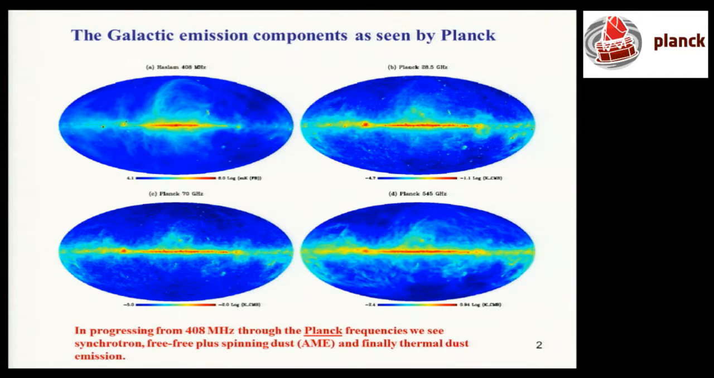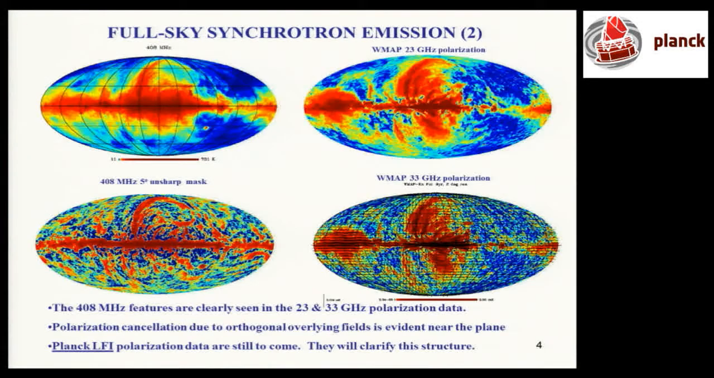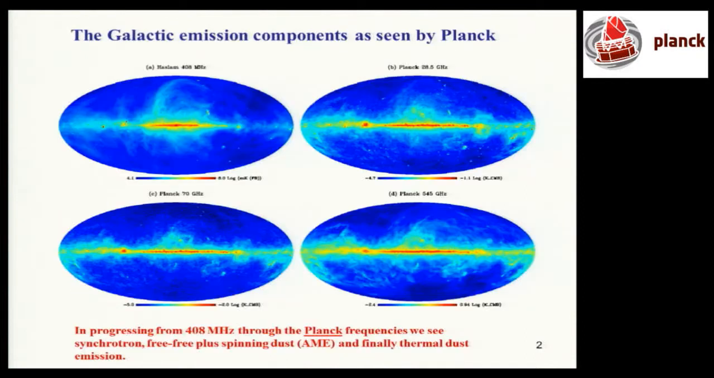Up here at 28, you've also got a mix of free-free and anomalous emission, about half and half, in fact. And you get into the 70. Into 70, you've got basically free-free as the major emitter, and dust here on the right-hand side.